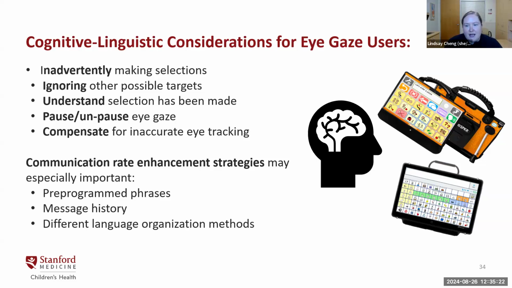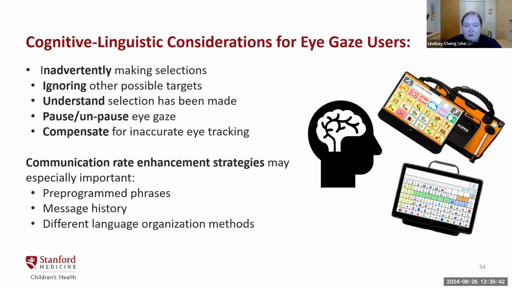Pausing and unpausing eye gaze access to possibly be able to scan in advance without making a selection, or to take a break if you're feeling fatigued or tired, and compensate for inaccurate eye tracking by gazing off center at targets. So realizing you're not selecting it and possibly adjusting to fix that.